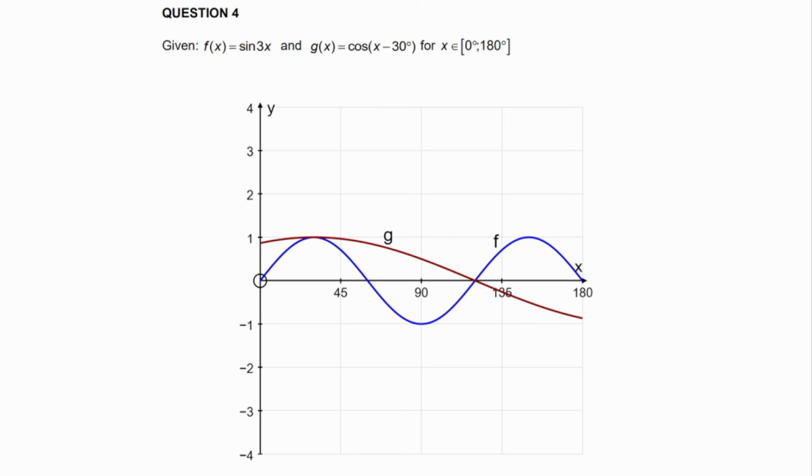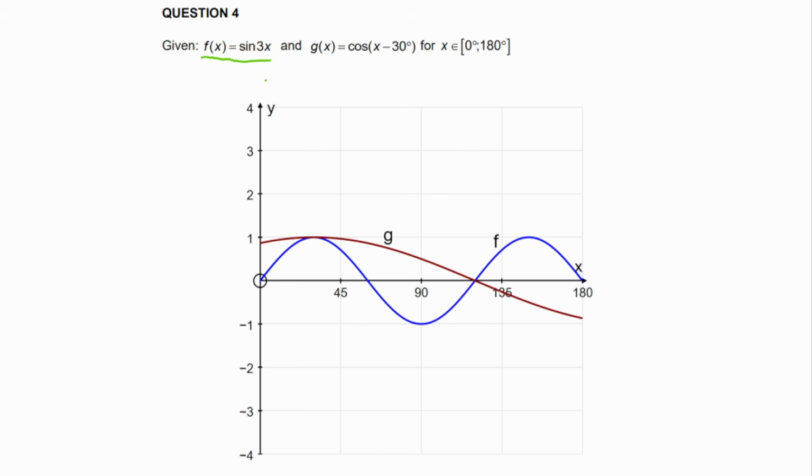And now for the tricky stuff. Hopefully I can explain it well enough that you guys will see it's actually not that tricky. Okay. So here we're given 2 trig graphs. We're given f of x, which is this blue one. It's this one over here. f of x is equal to sine 3x. And we're also given this red graph, g of x is cos(x minus 30 degrees). And it's plotted for x as an element from 0 degrees to 180. So you'll see we go from 0 to 180.